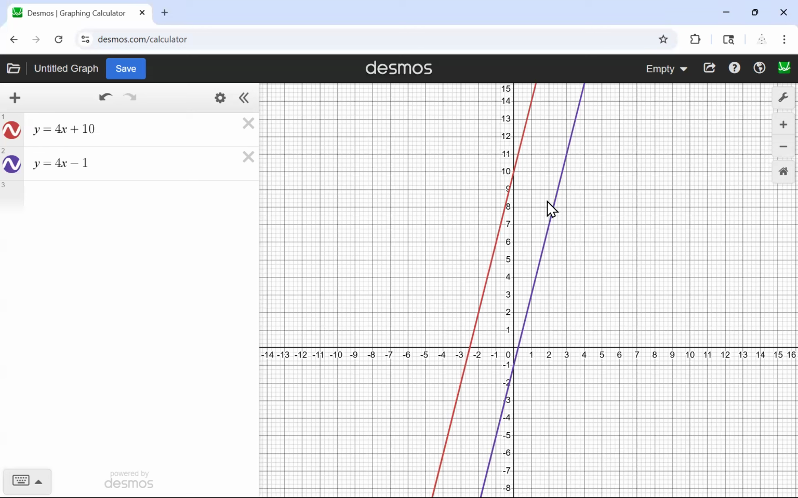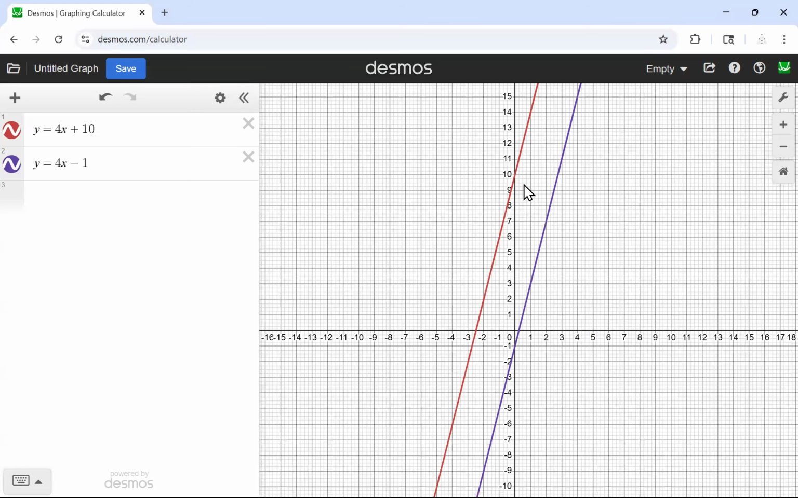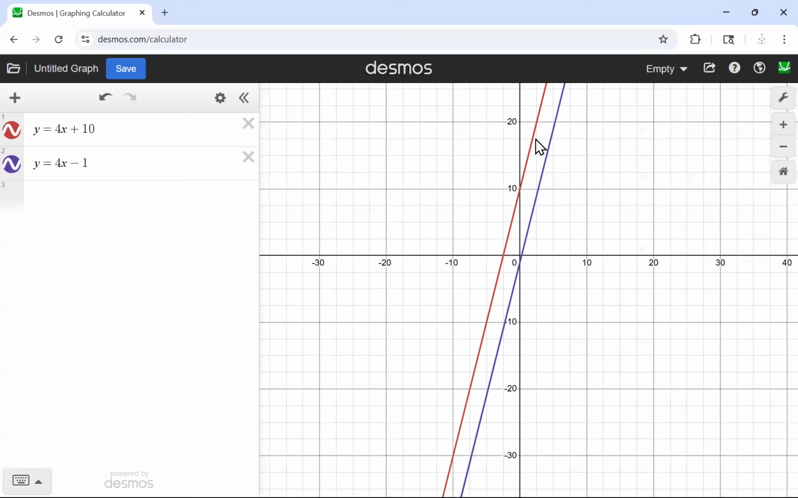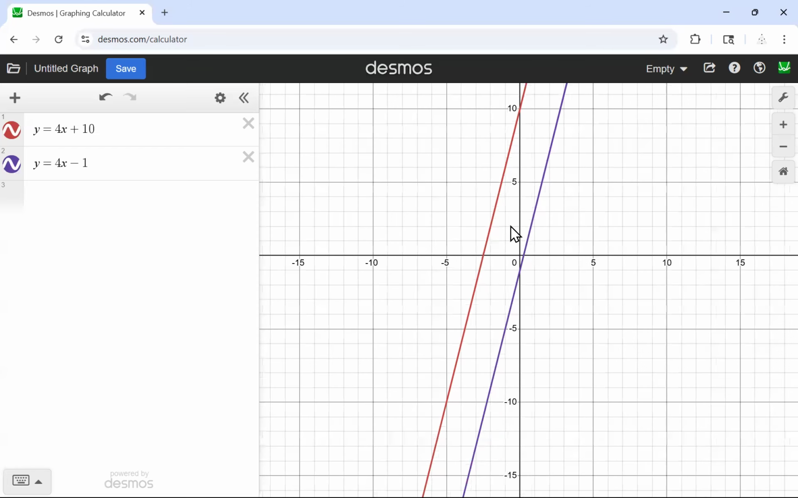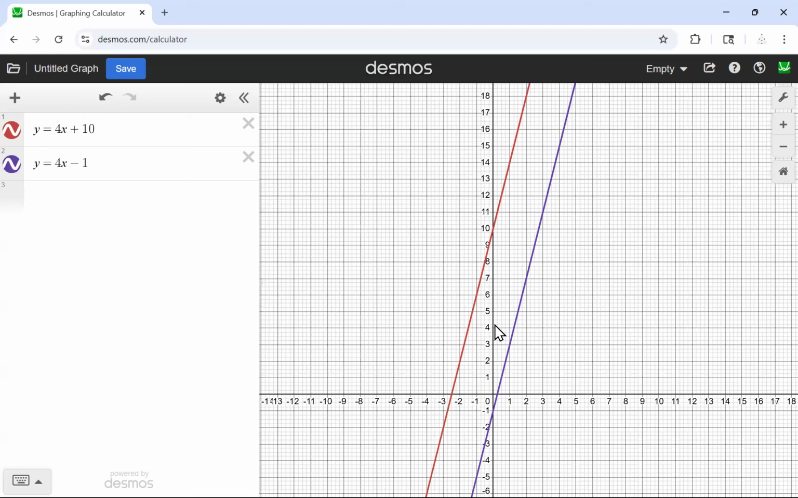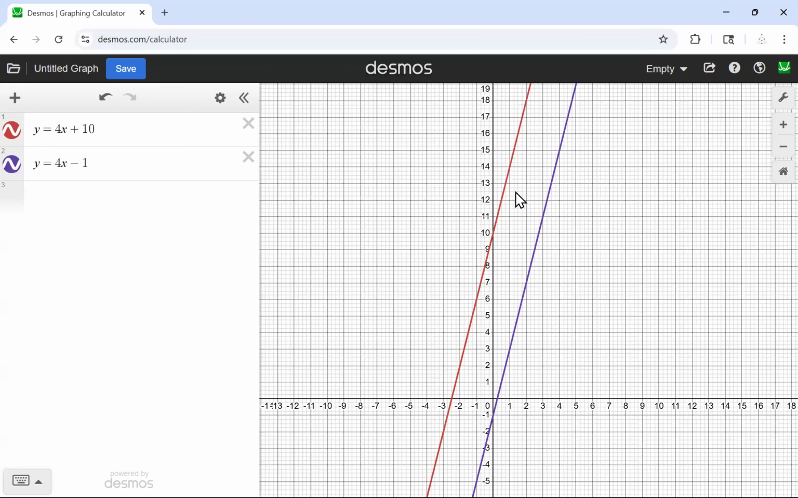Well, if these two lines have the same slope and they're not the same line, then these two lines are going to continually move in the same direction. And therefore, these parallel lines are never going to cross. They're always going to stay a little bit away from each other. That is really the interesting feature about parallel lines: we have two lines moving in the same direction and they never cross. And that's all because they have the same slope.